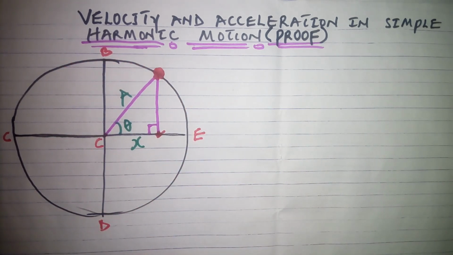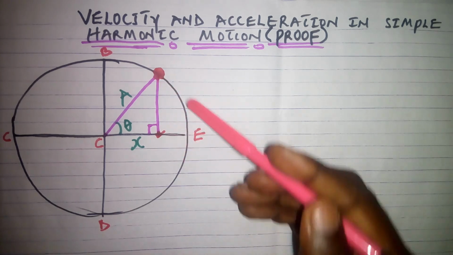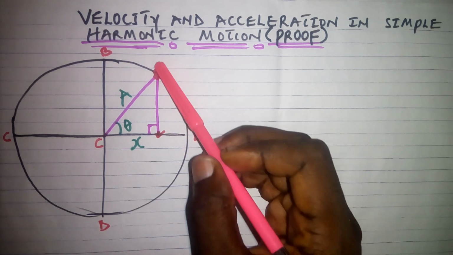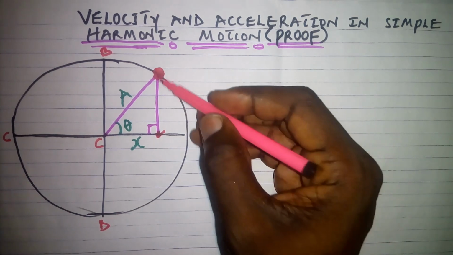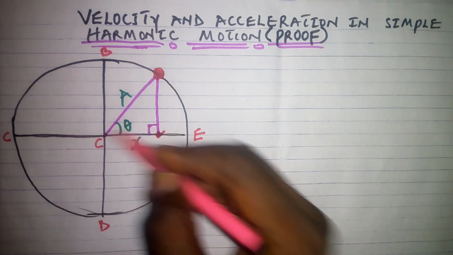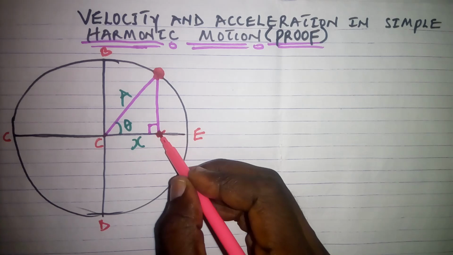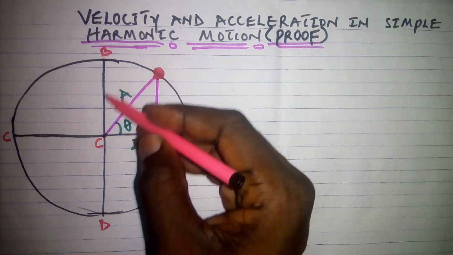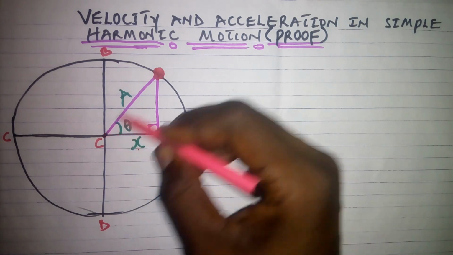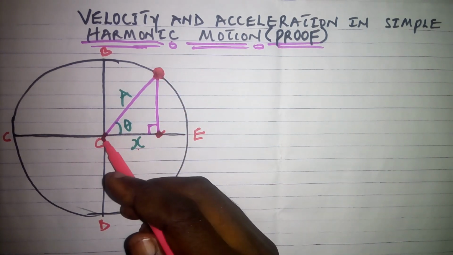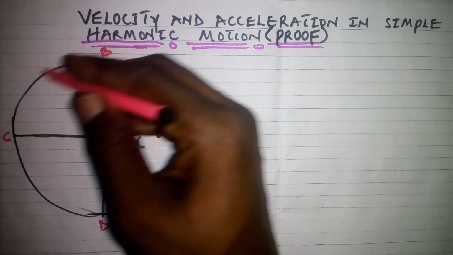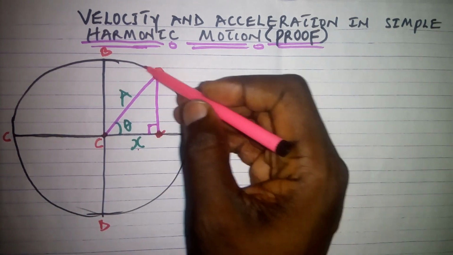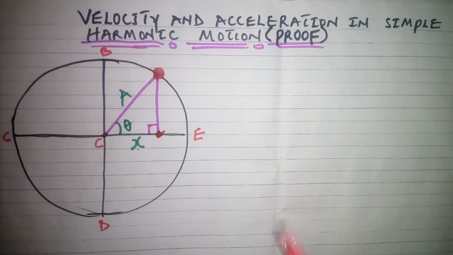So in this diagram, you will notice that the object is moving around, and at a particular time, the object is here. And of course, its reflection will be on this horizontal axis here. And the distance of this point from the central point will be our x. So we are going to bring out this right angle triangle, and of course from here to here is our amplitude. The amplitude is representing the radius of this whole circle. Then we are going to see how we can obtain our velocity and acceleration.